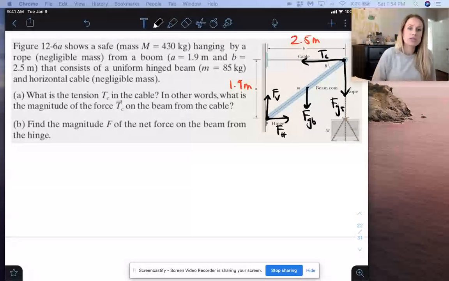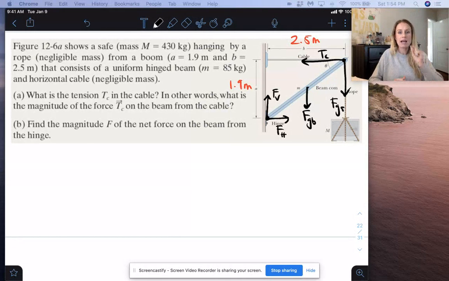So what we're going to do here is we can see that we want to know the tension in the cable. We know the mass of the safe and we know the mass of the beam. So the force of gravity of the safe and force of gravity of the beam we can find. So we're not really worried about those things, but we don't know the vertical force on the hinge or the horizontal force on the hinge.